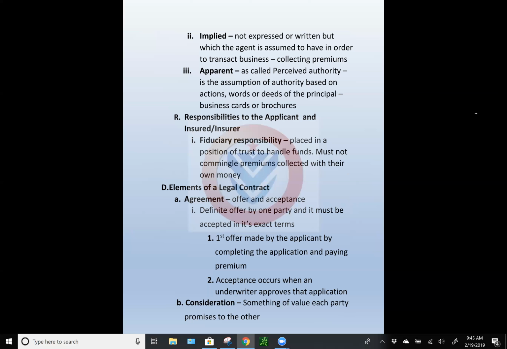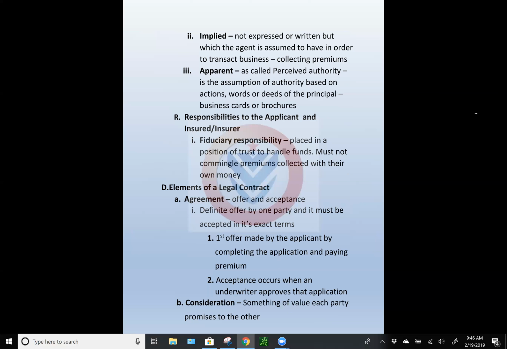Next, we have elements of a legal contract. So for insurance contracts to be considered legal, there must be these 4 elements. First, there must be an agreement. An agreement will be made up of an offer and acceptance. There must be a definite offer by one party, and it must be accepted in its exact terms by the other. The first offer is going to be made by the applicant by completing the application and paying some premium. Acceptance occurs when an underwriter approves that prepaid application.